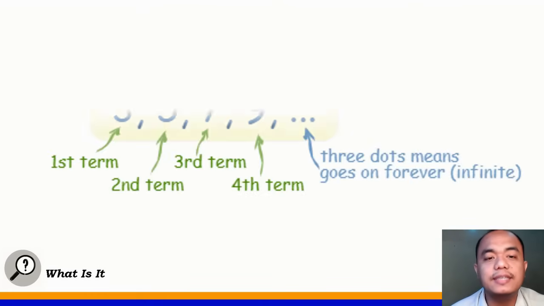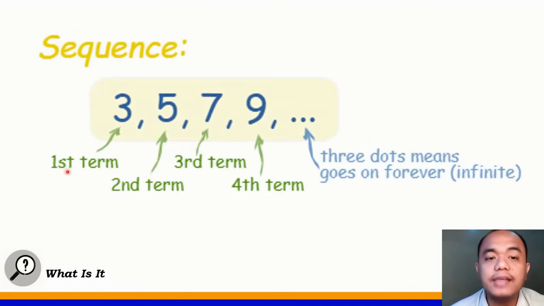Okay, let me emphasize this. We call 3 the first term. 5 here is the second term. 7 here is the third term. 9 here is the fourth term. Tandaan class, kasi gagamitin natin ito later on as we formulate the rules in the sequence. Kaya, kinakailangan marunong kang mag-identify kung saan ang first term, second term, third term, fourth term, and so on and so forth sa ibinigay na mga sequence.